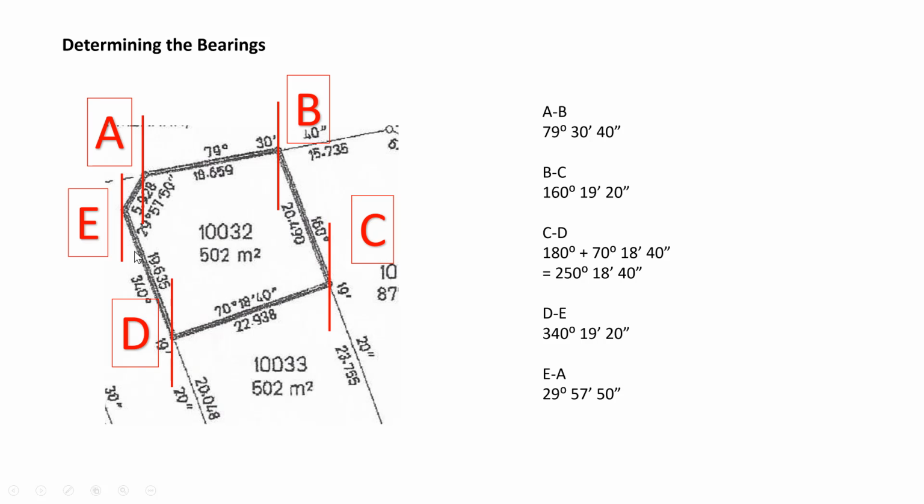For DE, it says 340. 340 is actually taken from here, so we have no problem. So 340 is from here to here. And from E to A, it says 29 degree, 57, 29 degree is actually taken from here, so no problem. So only the CD line that we have to determine, I mean to standardize, the bearing calculation. So we have the bearing calculation standardized here for the first one.